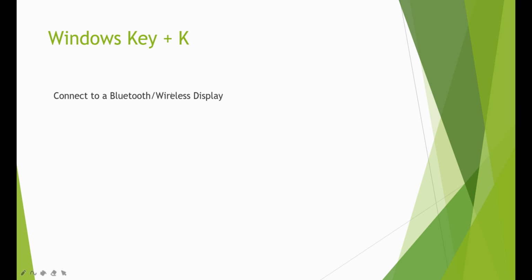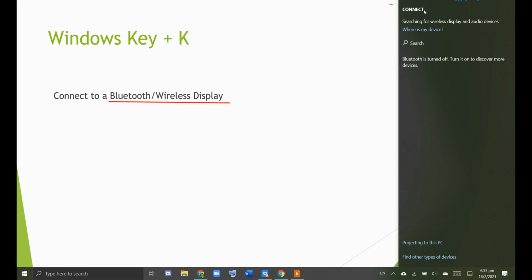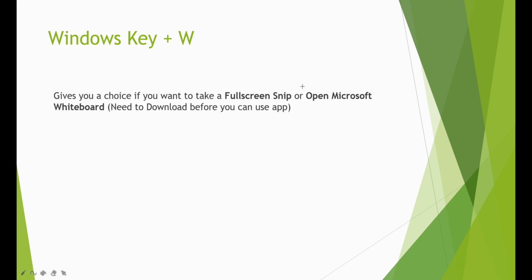Windows key plus K connects to a Bluetooth or a wireless display. Windows key plus K, over here it opens Connect and then you can connect the Bluetooth or wireless display. Windows key plus W gives you a choice to take a full screen snip or Microsoft Whiteboard. But for Microsoft Whiteboard, you need to download the app before you can use it.